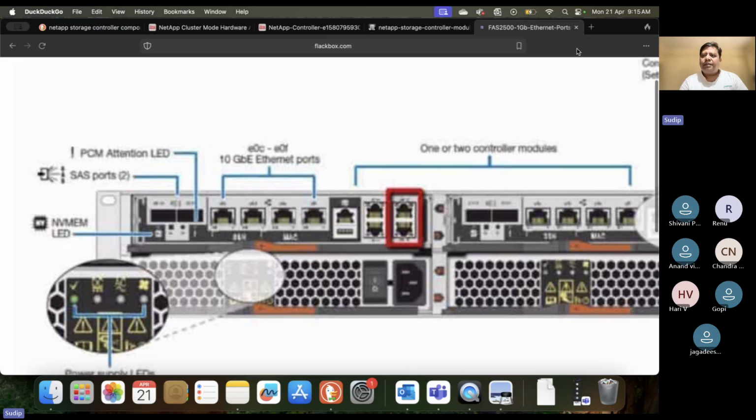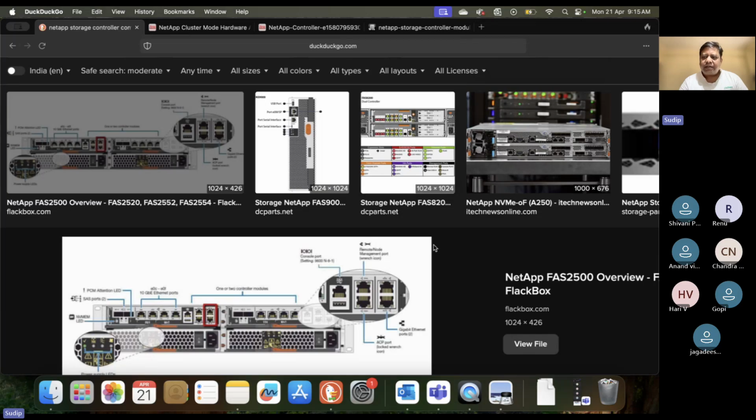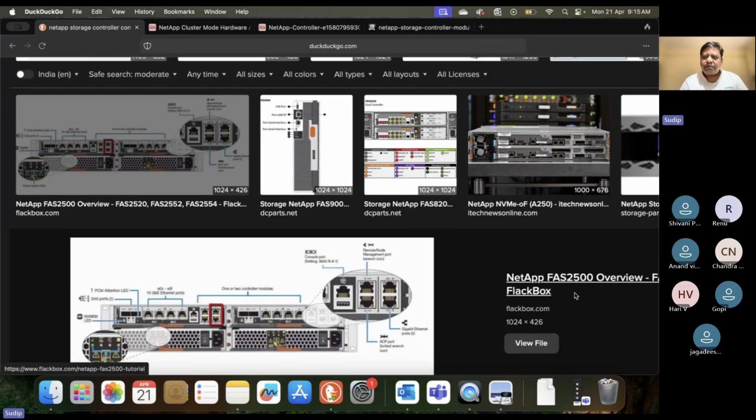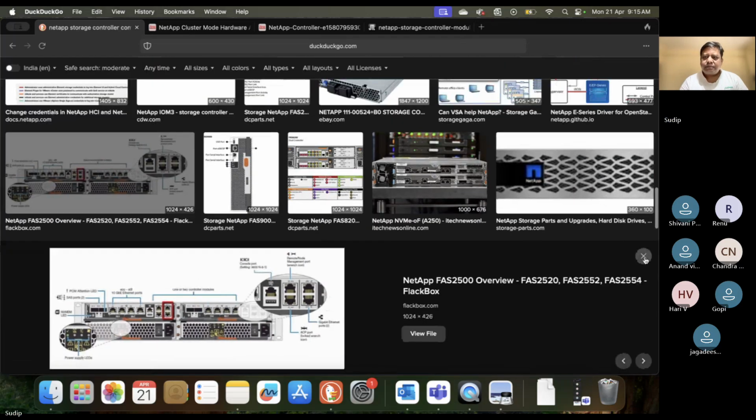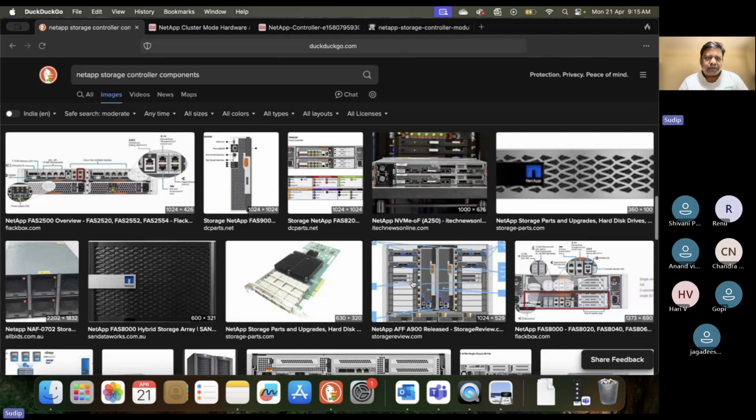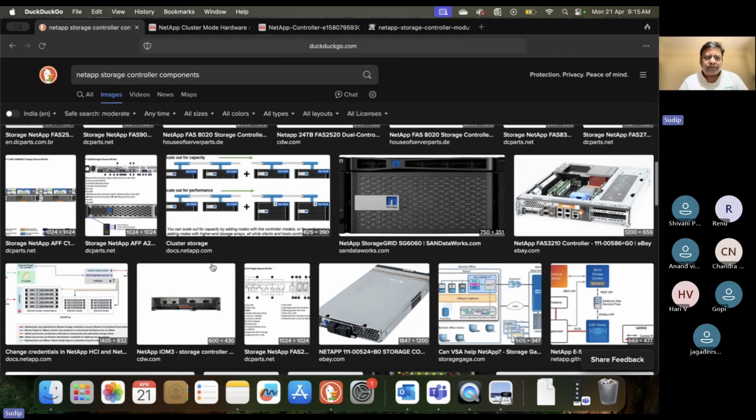Now, let me show you how the disk shelves actually get connected. So just hold on. It's called the disk shelf connectivity diagram.